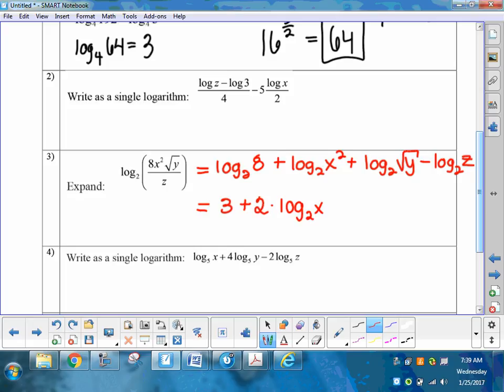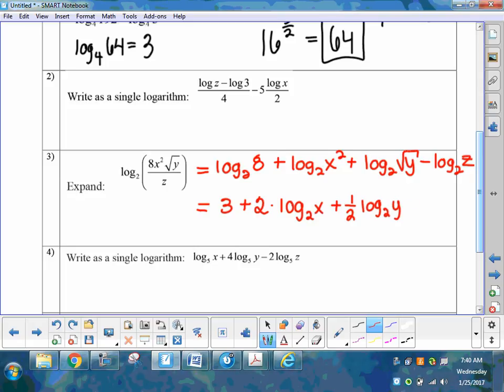What else are we going to be listing out? Hands up, please. What else needs to be there when we fully expand? Jonathan, what else do you want to give? What's that going to become? 1/2 log base 2 of y, or you could put log base 2 of y over 2, and then minus log base 2 of z. Questions on that? That's fully expanded.